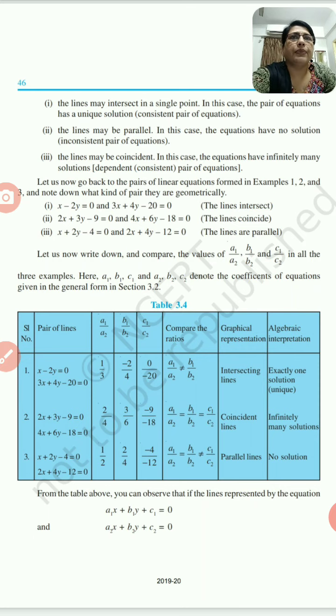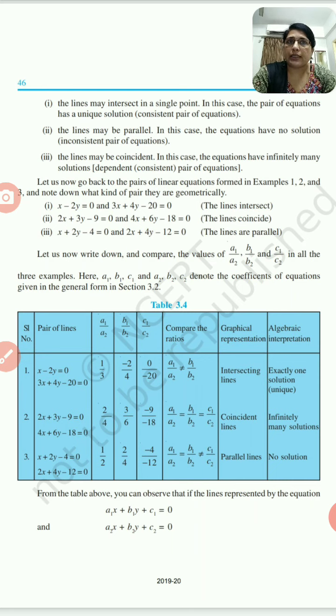First, the two lines will intersect at one point. In that case, the equations are said to be consistent, and the point of intersection of the lines gives the unique solution of the pair of equations.